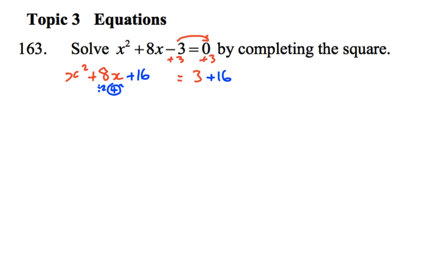Okay, now once we've done that, completing the square, we haven't really written it as a square though. The square version of that is x plus 4.